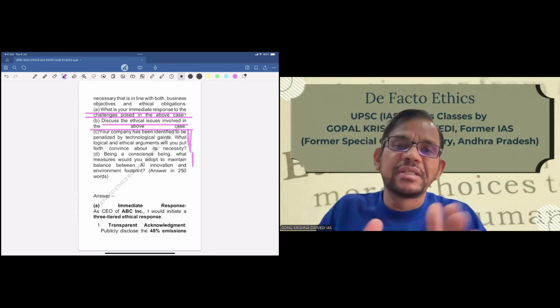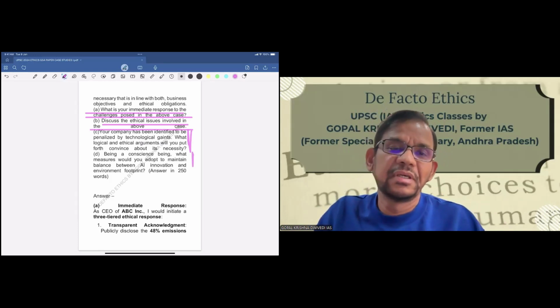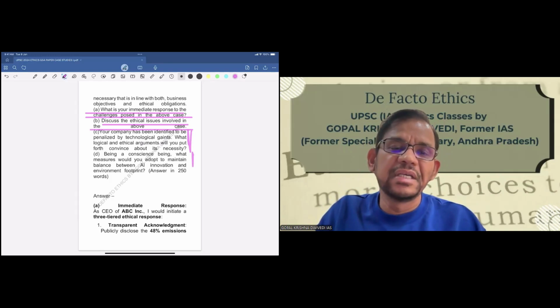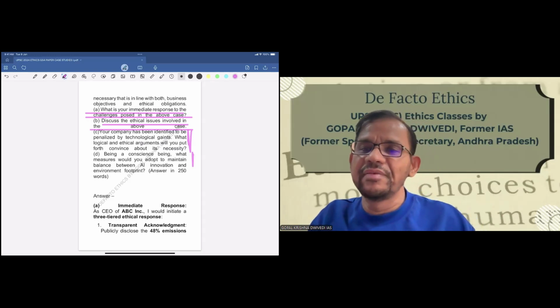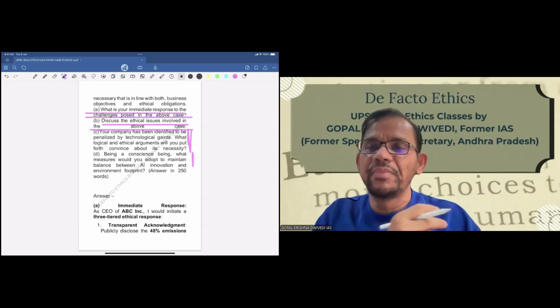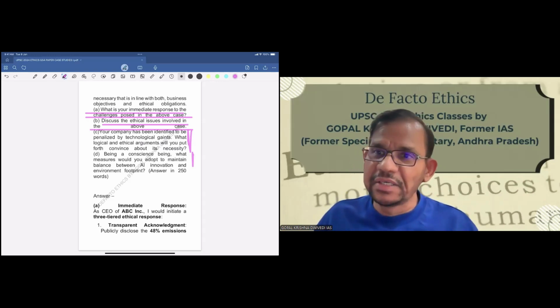So this has to be answered in about 250 words, and this is a 20 marks question. So 20 marks question means 5 marks for each part. So A, B, C, and D. So now let us straightaway go to the answer, because we have already read the case study. We understand that this is an environmental case study, and there is a problem because the CEO is working in a third world country. So there are some violations.